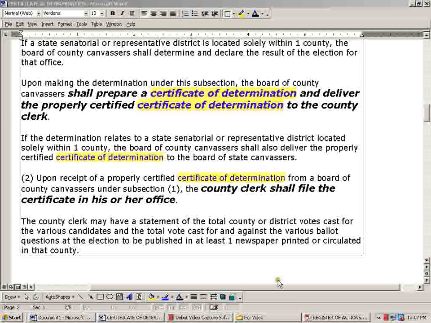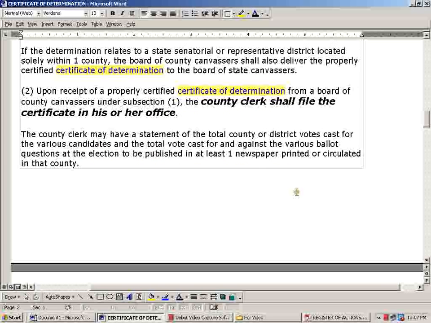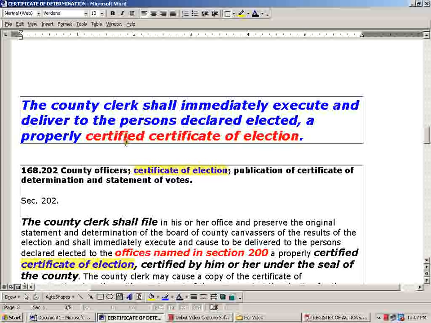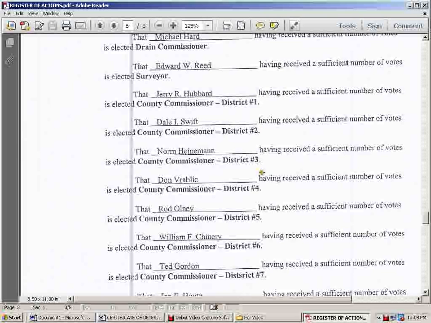Right? By what authority did they bring this charge? Show me that you're elected. Show me your certificate of determination. Now, the other thing is that upon receipt of the certified certificate of determination from the board of county canvassers, the county clerk shall file the certificate in his or her office. No reason for him not to have it. None whatsoever. And then the county clerk shall immediately execute and deliver to the persons declared elected a properly certified certificate of election. That's the other one to ask for, not just the certificate of determination.